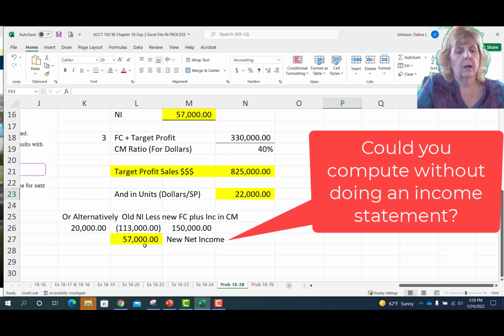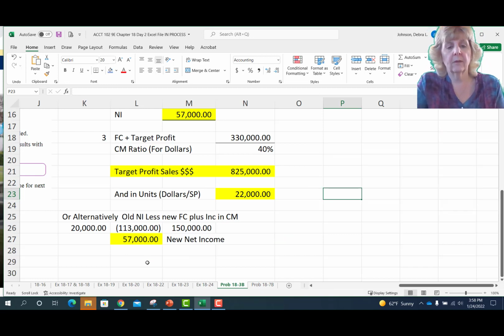Alternatively, I would have approached this a little bit differently. Rather than having to go back to my office and do a new income statement, I would have started off with that old net income. I would have brought it down by the change in the fixed costs, and I would have added in the effect of the changed contribution margin. It doesn't matter which way you decide to do it. I just like to learn how to think on my feet. And so no matter how you decide to calculate that, the new net income above was $57,000.